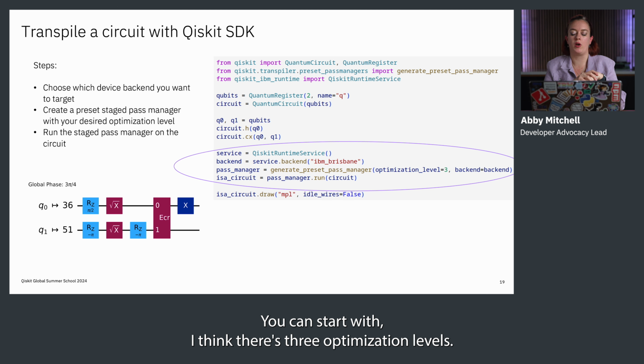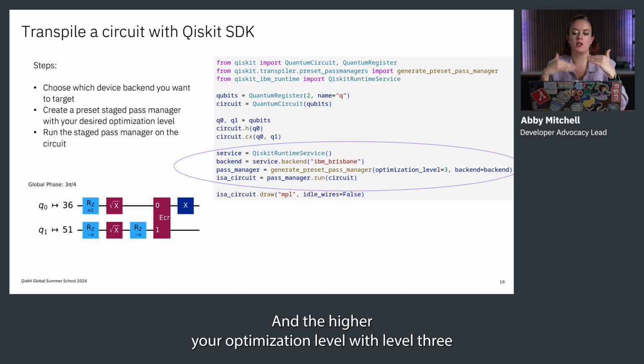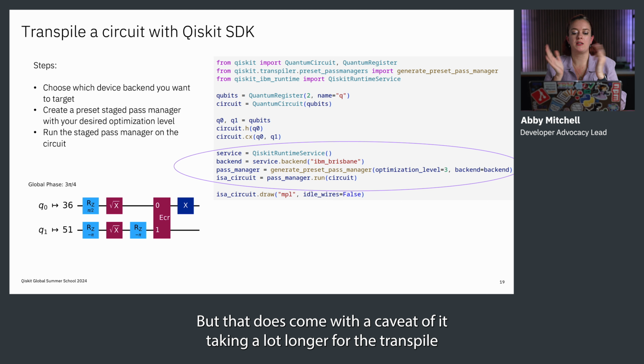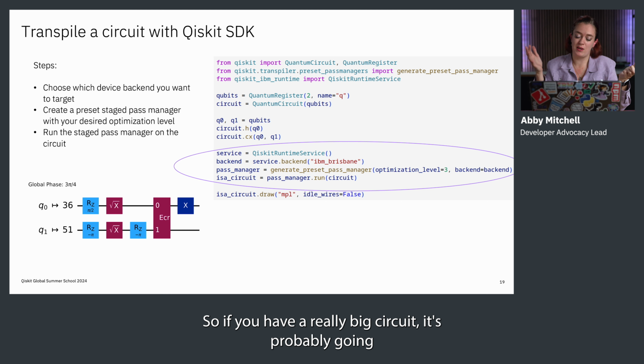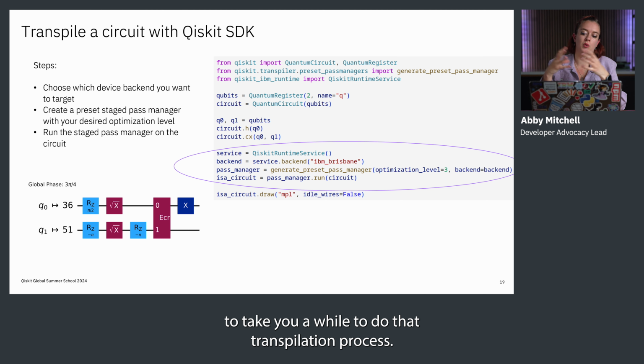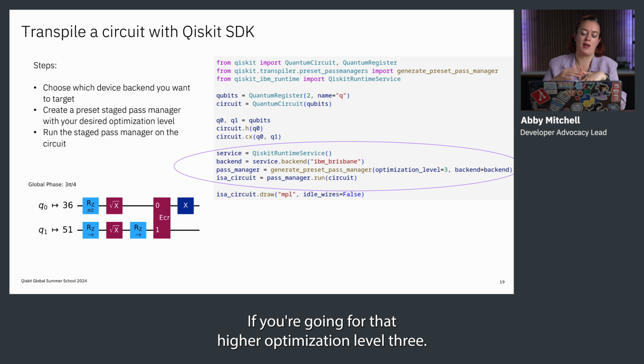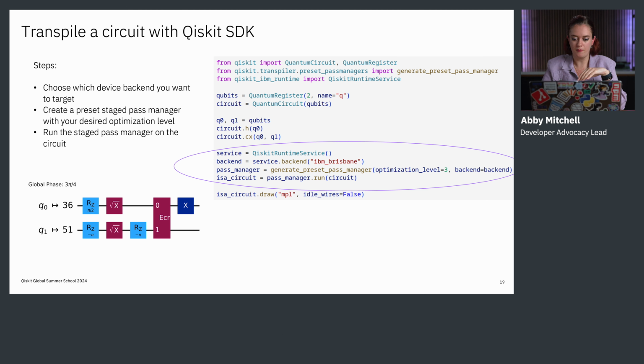You can start with, I think there's 3 optimization levels, and the higher your optimization level, with level 3 being the highest, the more optimized your circuit is. But that does come with a caveat of it taking a lot longer for the transpiler to actually generate that optimization for you. So if you have a really big circuit, it's probably going to take you a while to do that transpilation process if you're going for that higher optimization level 3.